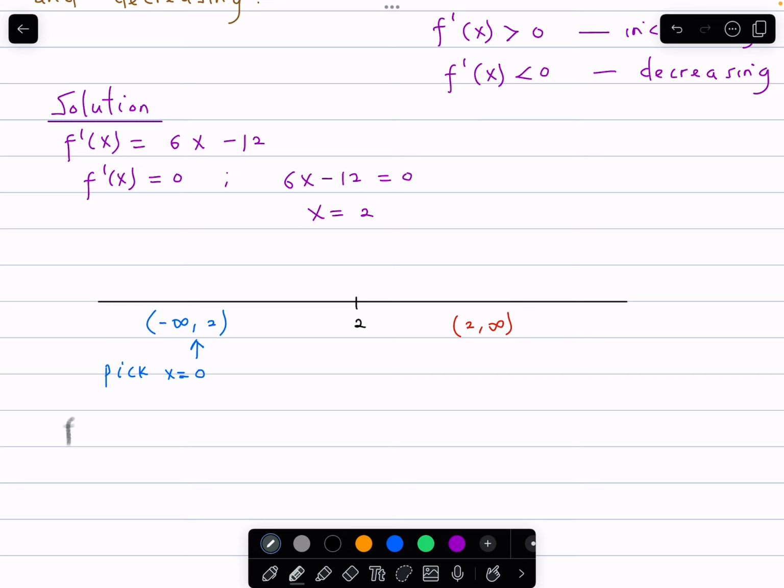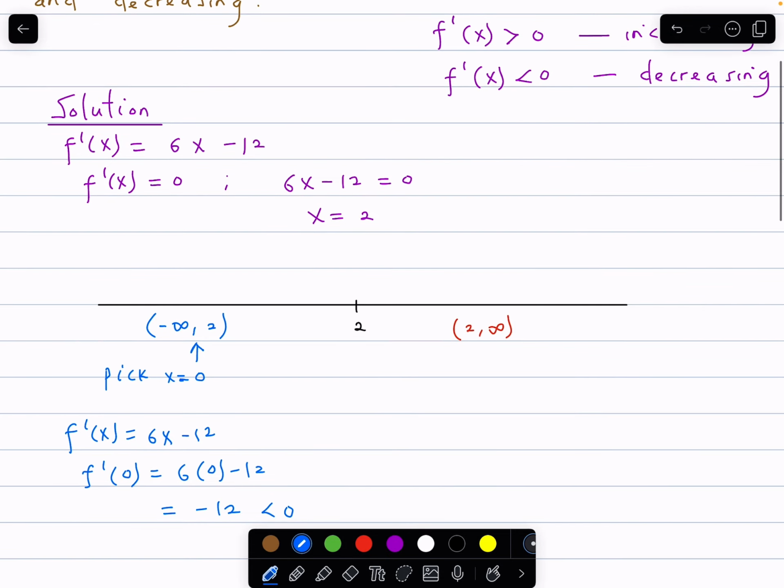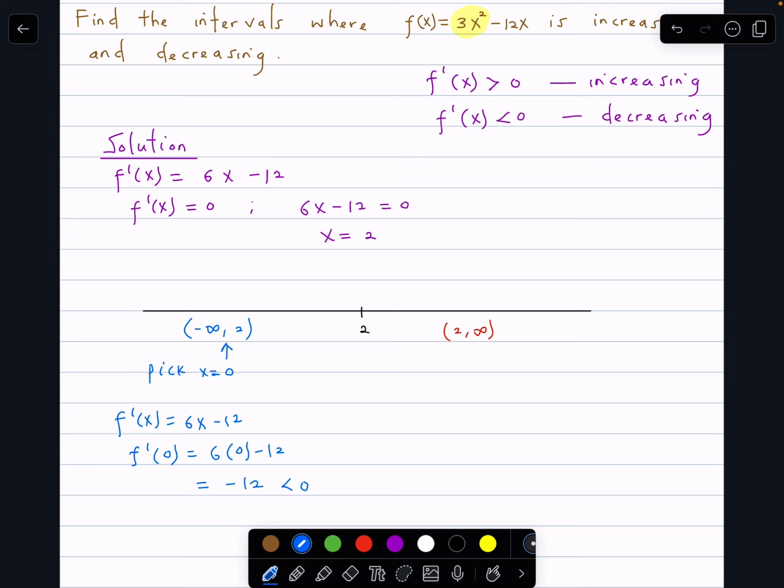So I'm going to plug it into the first derivative. Recall that the first derivative, f prime of x, is 6x minus 12. So if I plug in 0 there, f prime of 0, I'm going to get 6 times 0 minus 12. And this is just negative 12. Negative 12 is less than 0. And from what I wrote up here, if it's less than 0 in that interval, then it's decreasing. So on this interval, to the left of 2, the function is decreasing.